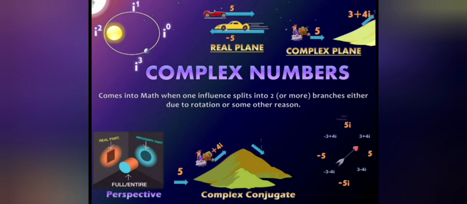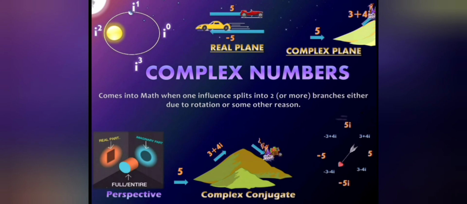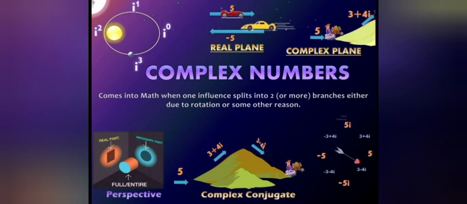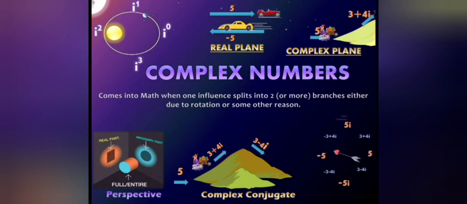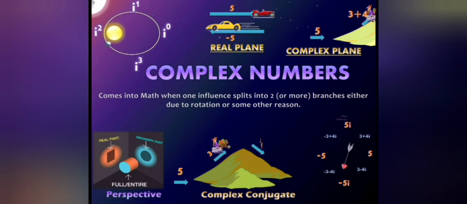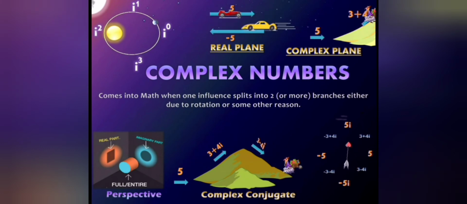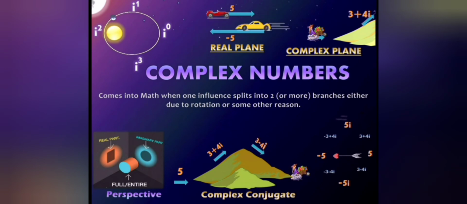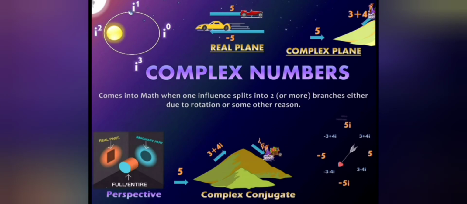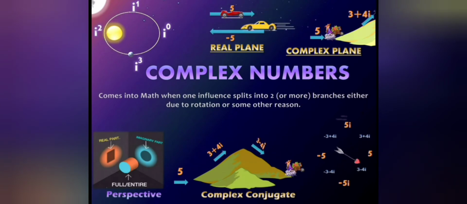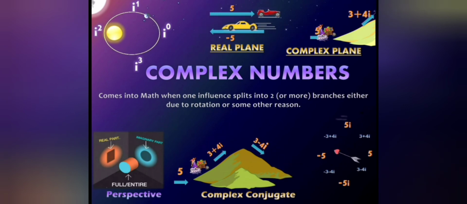What if complex numbers can be visualized with the help of animations like you are seeing on the screen? i raised to 1 a rotation by 90 degrees, i raised to 2 a rotation by 180 degrees, i raised to 3 a rotation by 270 degrees, and i raised to 4 a full 360 degree rotation. What if someone tells you that complex numbers come into math when one influence splits into two or more branches either due to rotation or some other reason? One branch is called the real part, the other the imaginary part.